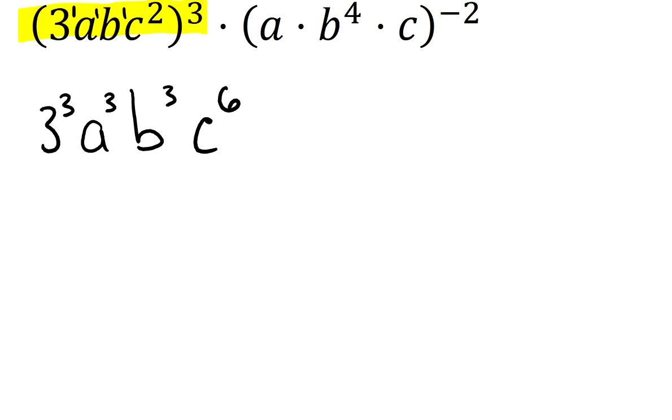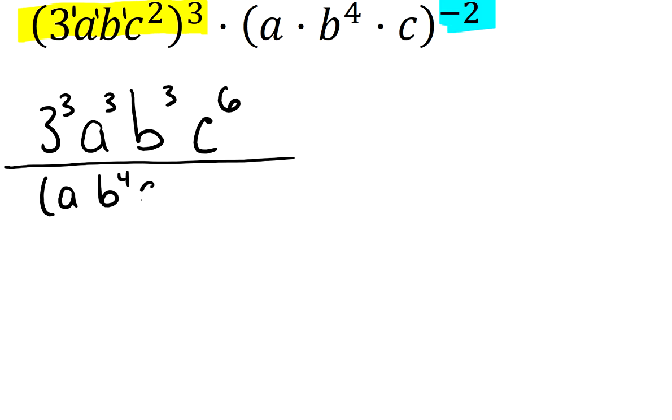And what I'm going to do with the other part is write all of that down in the denominator. And when I do that, this negative 2 power will become positive 2. So notice the big difference here. Everything is going to be just as it was. I'm going to have an A times a B to the fourth times a C, but instead of being raised to the negative 2 power, since I've moved it to my denominator, it's going to be to the second power.